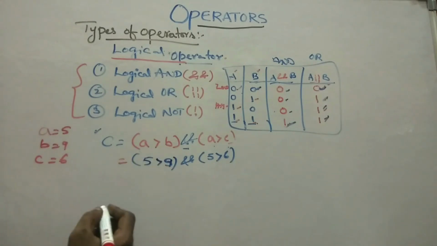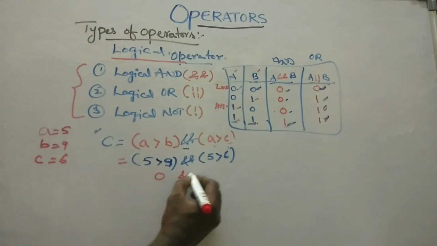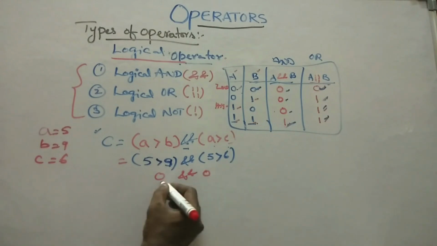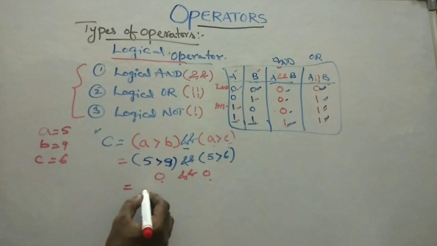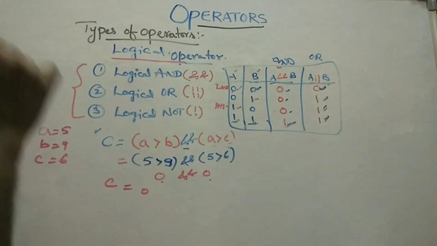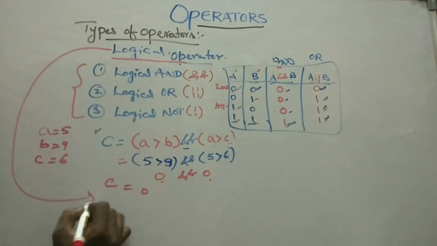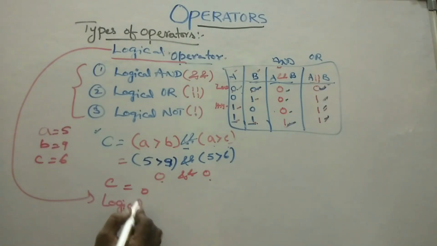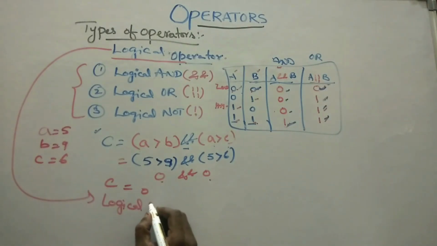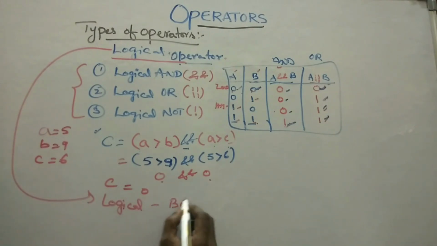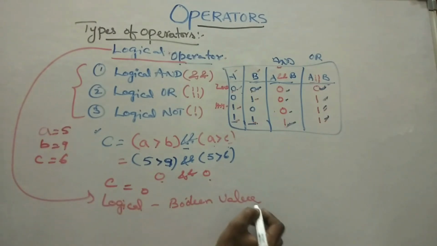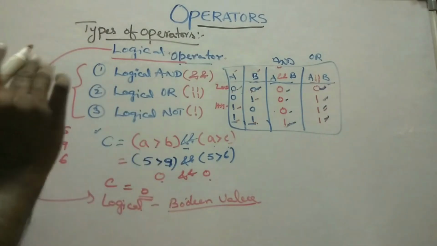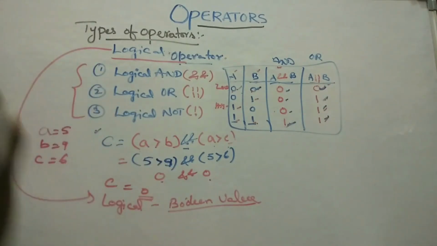Now see, 5 greater than 9, true or false? It is false. And 5 greater than 6 is also false. Both are false. In an AND gate, what is the result? 0. That is the value of C. That means the result of any logical expression is also a Boolean value. That means the result is also in the form of 0 or 1, that is true or false.